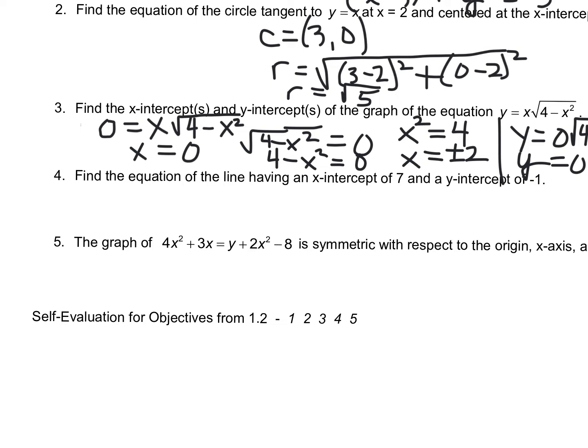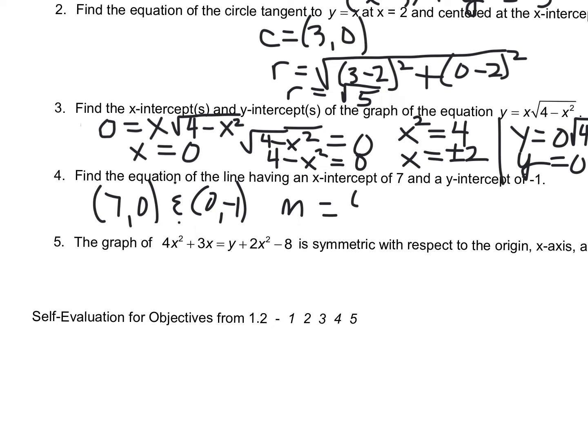Okay. Find the equation of a line with an x-intercept of 7 and a y-intercept of 0, negative 1. So I'm just going to write out what info I have. I know my x-intercept is 7, 0, and I have the coordinate, which is a y-intercept, 0, negative 1. If I want to find the line, I need the slope and the y-intercept. Well, I already got the y-intercept as 0, negative 1.